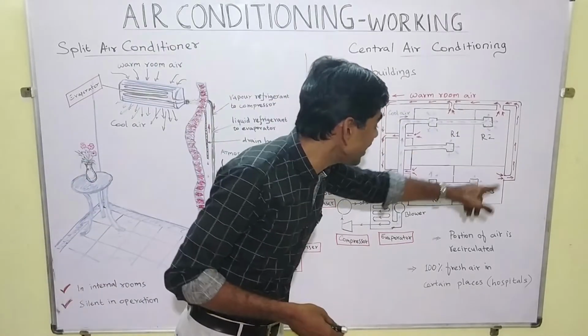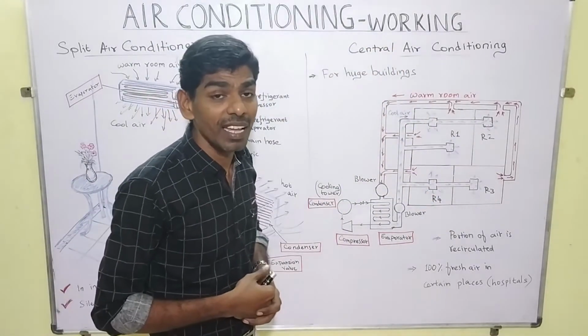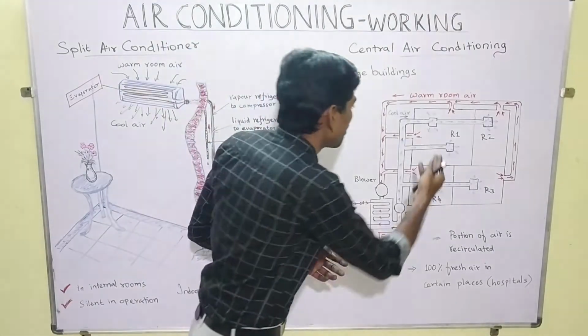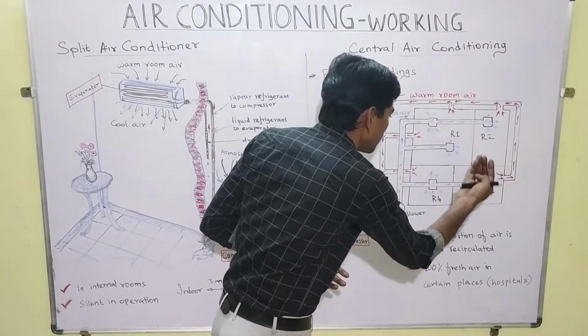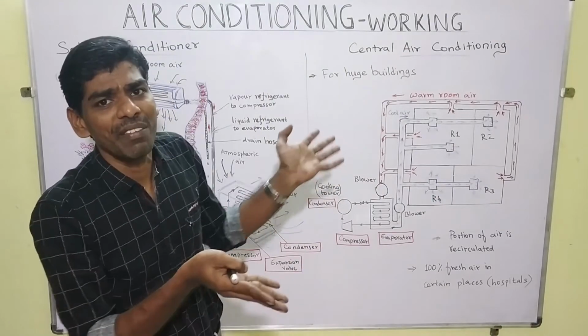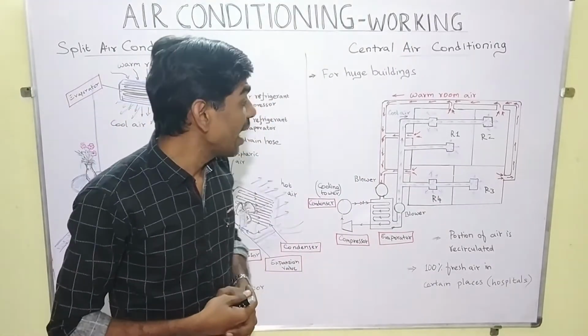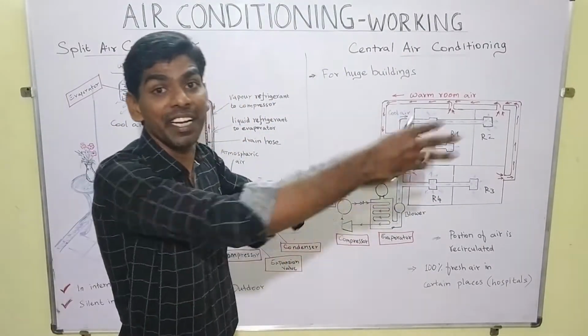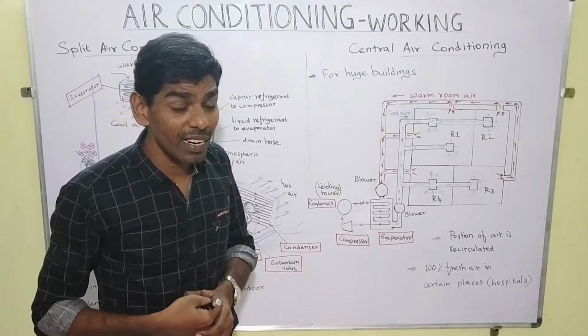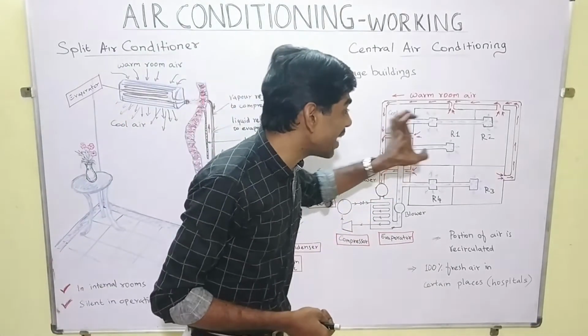So here we see the top view of a building. Here we have rooms, let it be room 1, 2, 3, 4. Just to say, we have taken 4 rooms and we want to condition the air in the entire building. So what we do is, we want to condition the air.